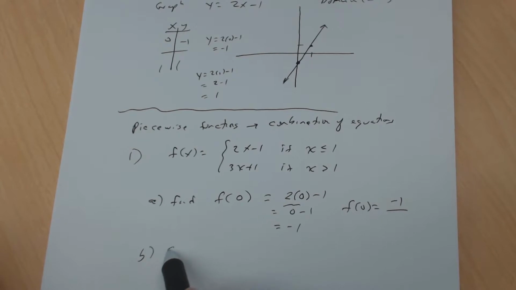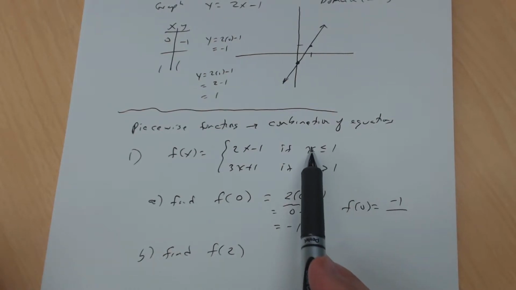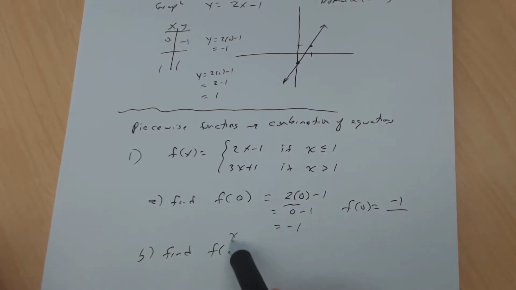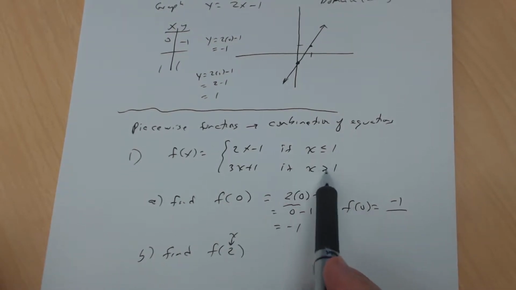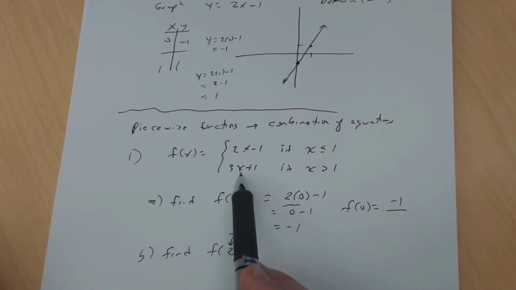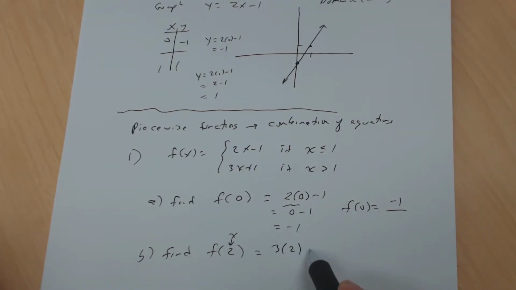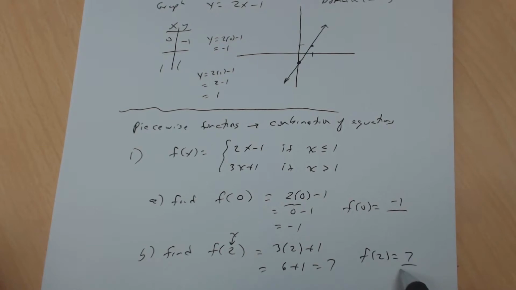All right, B, suppose you want to find f of 2. Is it going to be this one? Is 2 less than or equal to 1 or is 2 bigger than 1? Because this is your x value, remember. Well, 2 is bigger than 1, so now I'm going to use this part of my function. So I'm going to get 3 times 2 plus 1. That's 6 plus 1, which is 7. So f of 2 equals 7.